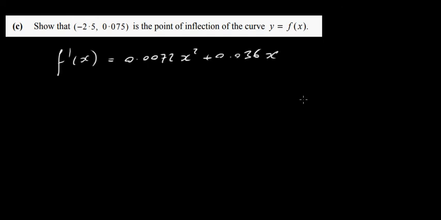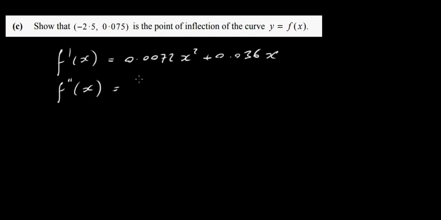What you need to do here is find the second derivative and let that second derivative equal 0. So let's take our first derivative anyway. Our first derivative again was 0.0072x squared plus 0.036x. That was our first derivative. So we want to find our second derivative then. So we differentiate it again.